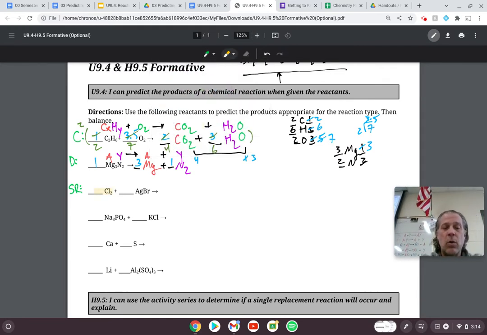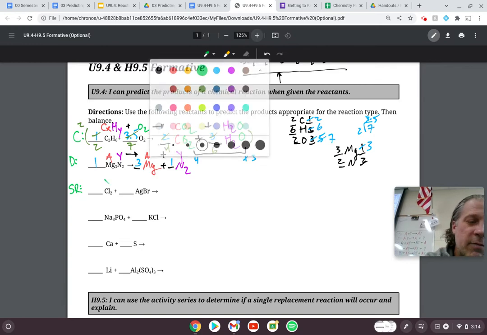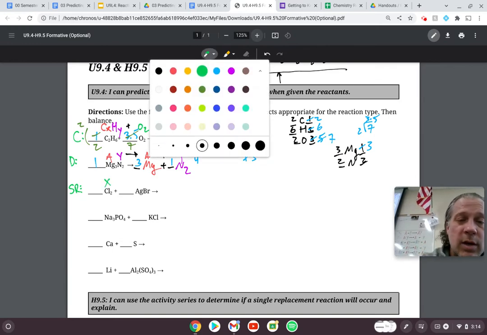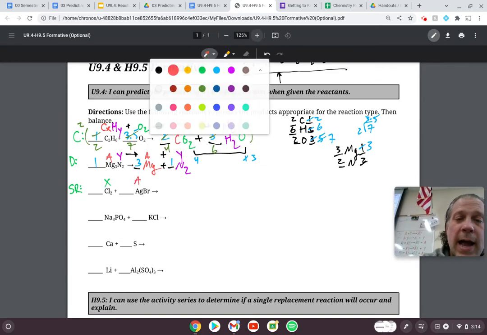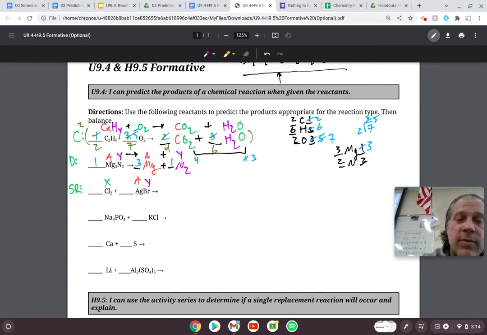Is it a metal or is it a non-metal? And in this instance, it's a non-metal. So that tells me that like replaces like, or non-metals replace non-metals. So the other non-metal is Br. So that's what I'm going to be replacing. So I'm going to get rid of the highlighting there, and I'm going to say that I have an X reacting with a Y, and this time the Y is going to be replaced by the X.